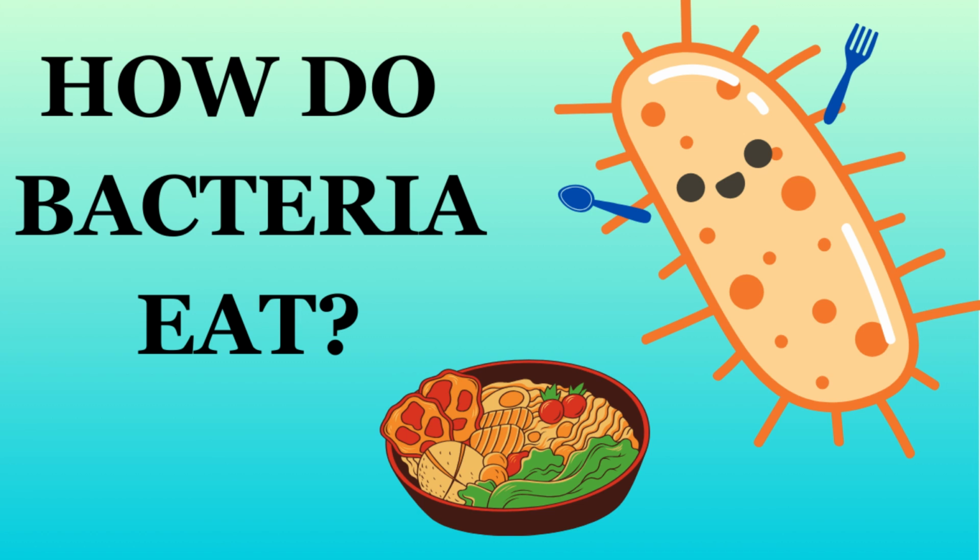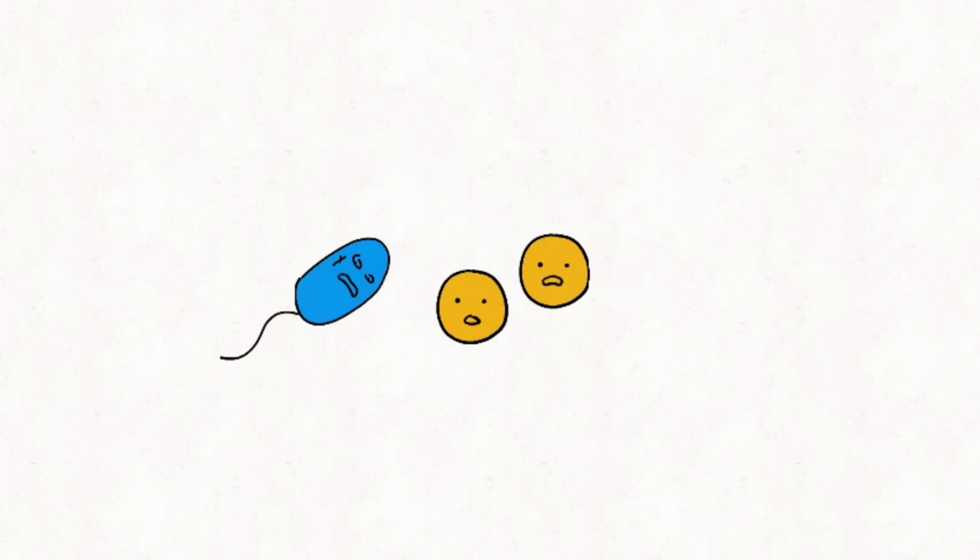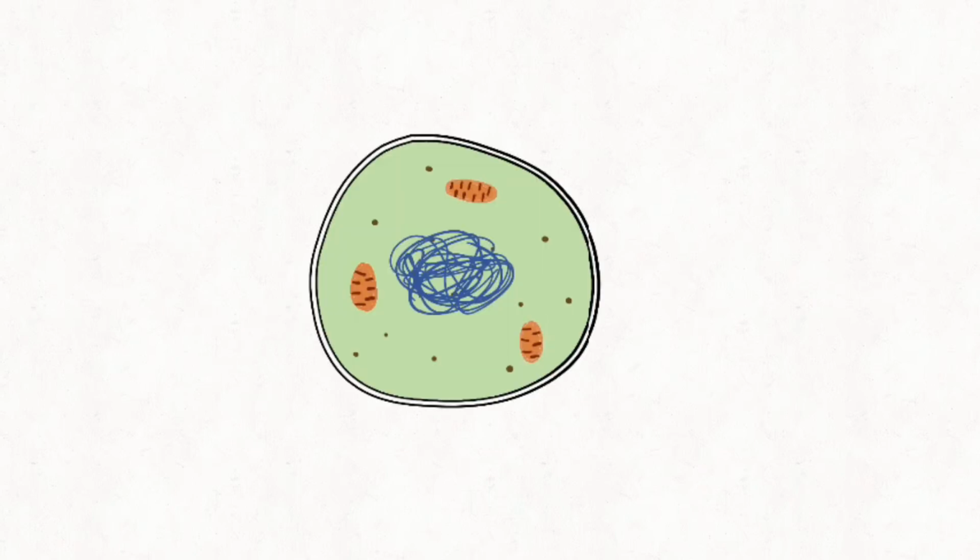Have you ever wondered how bacteria eat? Unlike complex multicellular animals, these small critters are single-cellular. They don't have a mouth or a functional digestive system. So how do they eat? Bacteria eat by absorbing nutrients from their environment.